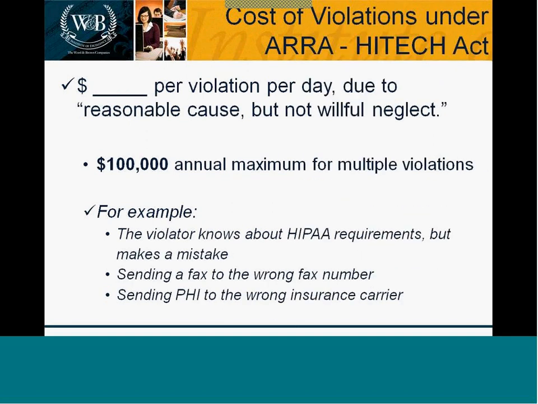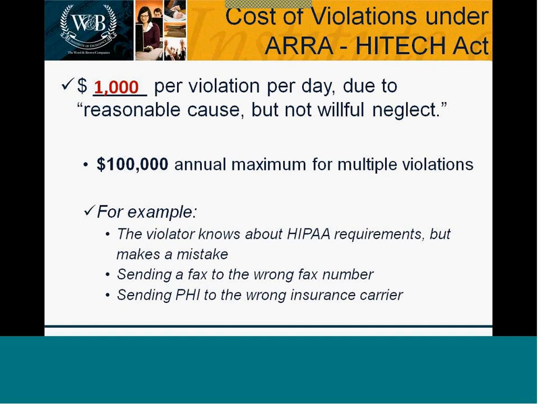Next level higher, and this is where we might know about HIPAA law, but we just made a stupid mistake. Maybe sent a fax to the wrong number, maybe a file to the wrong insurance company, maybe placed a claim in the wrong file. And this is $1,000 per day per violation because we do know about HIPAA law and just messed up.